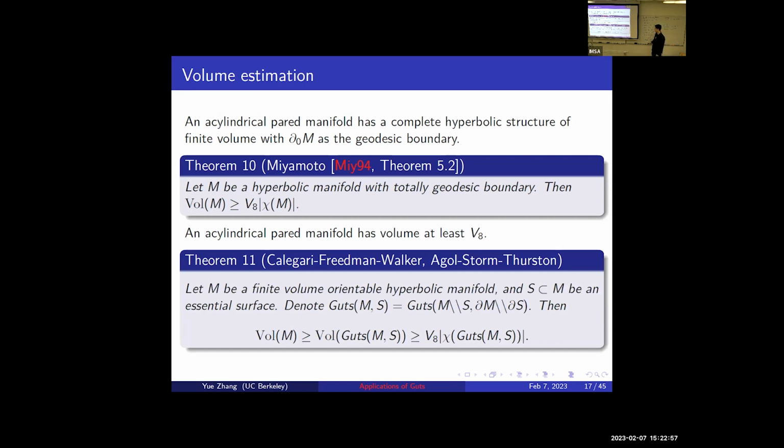And then we have a further result saying that if you have a surface S inside M, then you can define the pair guts of M and S to be: you cut M along S, and then you take the guts of the remaining pair manifold. Then the volume of the original manifold M is greater than or equal to the volume of the guts of S. And if you can get a lower bound for the volume of the guts, then you can get a lower bound of the volume of the original manifold.